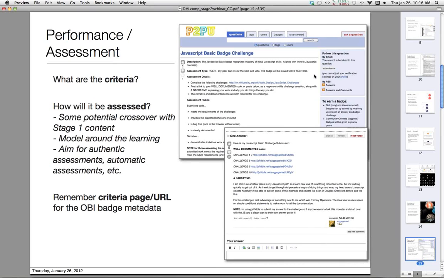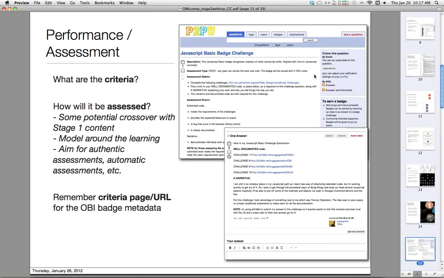So also from a performance and assessment standpoint, what are the criteria for the badges? What goes into thinking about badges? And then how will you assess that? Will there be some standard metrics? Will it be peer assessment? Will it be some kind of additional individual qualitative assessment? There's lots of things to think about when we're talking about performance and assessment.